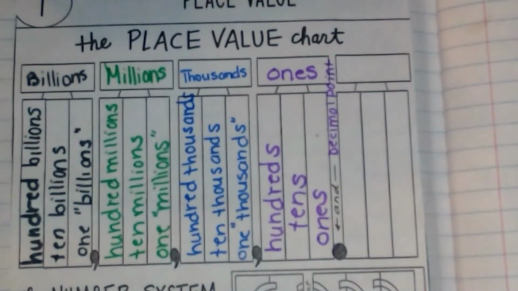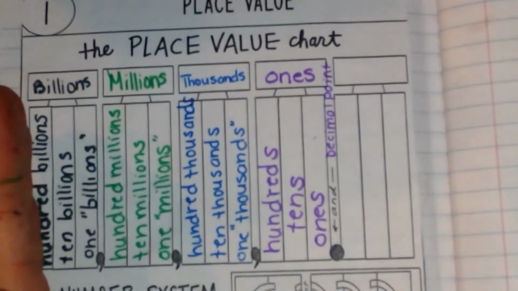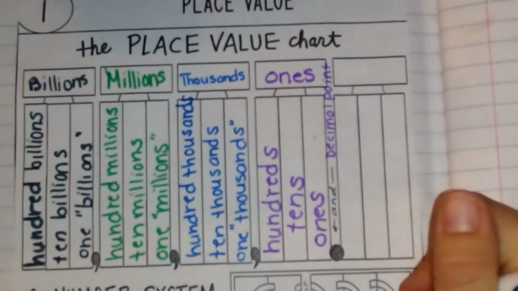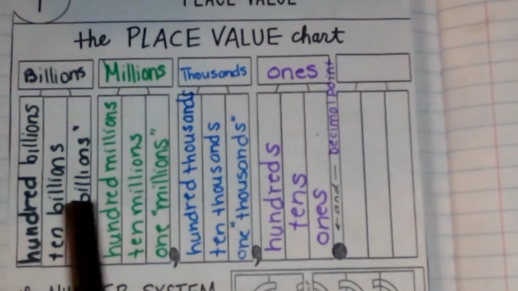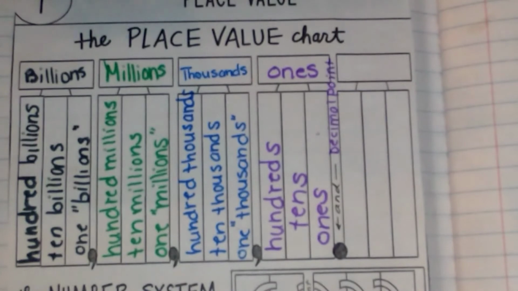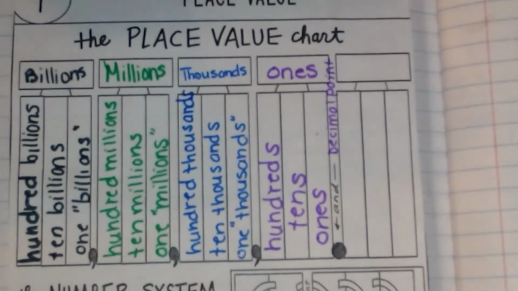Okay. So these are whole numbers. All of these are whole numbers. Okay? Then we get to the decimals. If it's on the left side of the decimal point, it is a whole number. If it is on the right side of the decimal point, it's part of a number. If we have both of them, we have a whole number and part of a number. Okay?